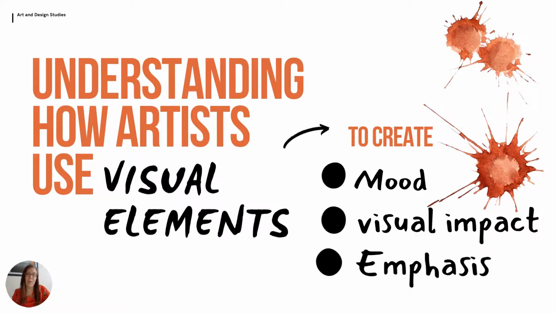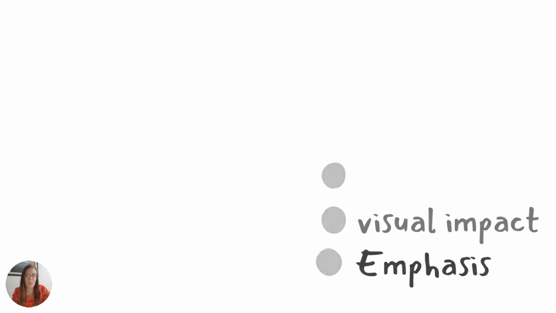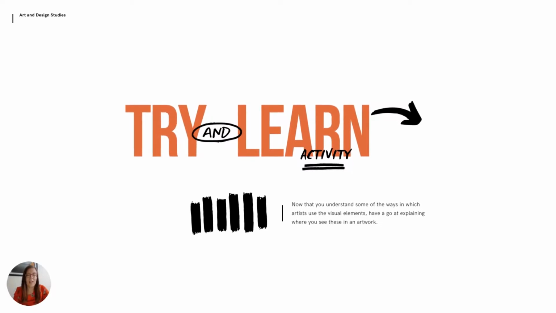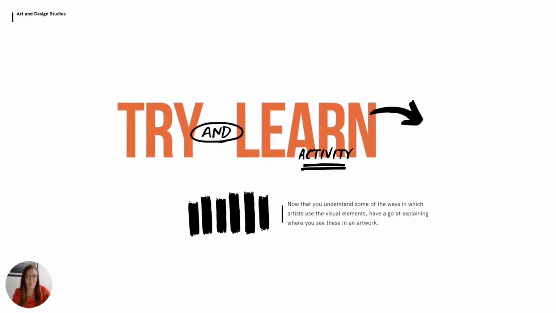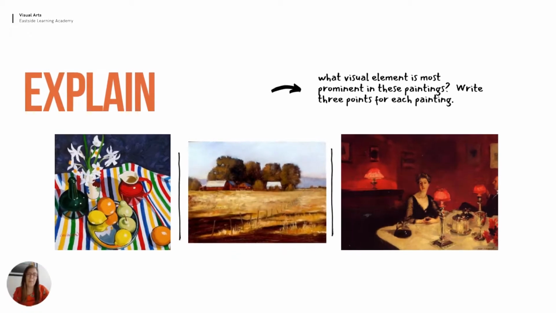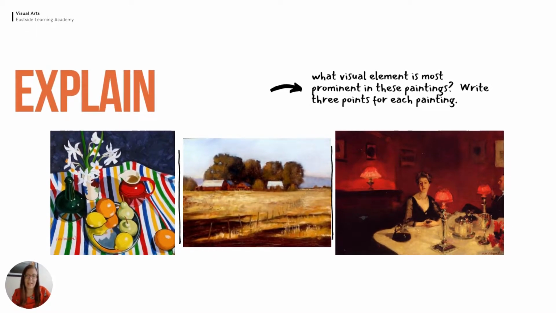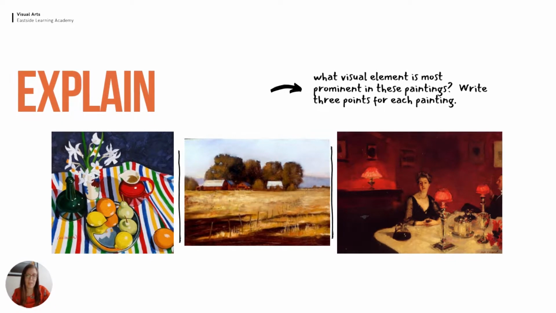And it might help you to have a look at some paintings or some artworks to inspire the kind of words that you will create. Once you've done that, you might want to have a look at some of these particular artworks and have a go at thinking about what is the main visual element that I can see, what is the most prominent one within each of these paintings. And once you've decided on the most prominent one, try to write down 3 fully formed points for each of them. So if you choose, for example, the first one on pattern, try to write 3 things down about the way the artist has used that pattern within the painting.